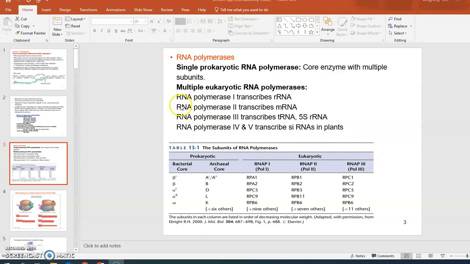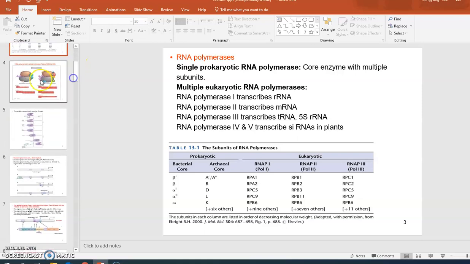Different polymerases in the eukaryotic cells transcribe different genes to make different RNA molecules. For example, the mRNA molecules you're familiar with are transcribed by the enzyme called polymerase number 2. But if you're talking about ribosomal RNA or transfer RNA or other RNAs, they are transcribed by polymerase 1 or polymerase 3 or polymerase 4 and 5. So understand eukaryotic cells have different RNA polymerase enzymes that are transcribing different RNA molecules.